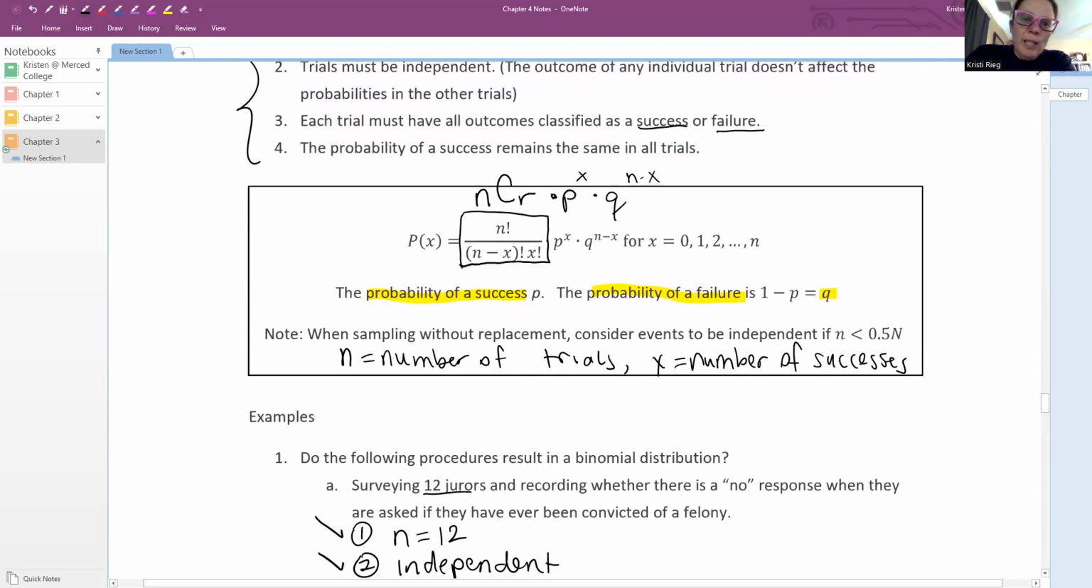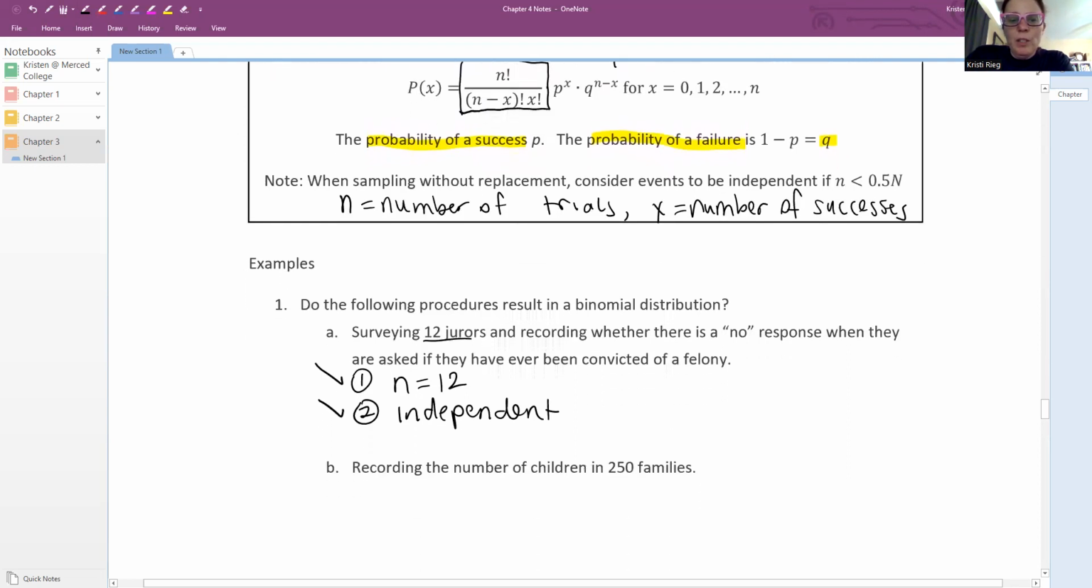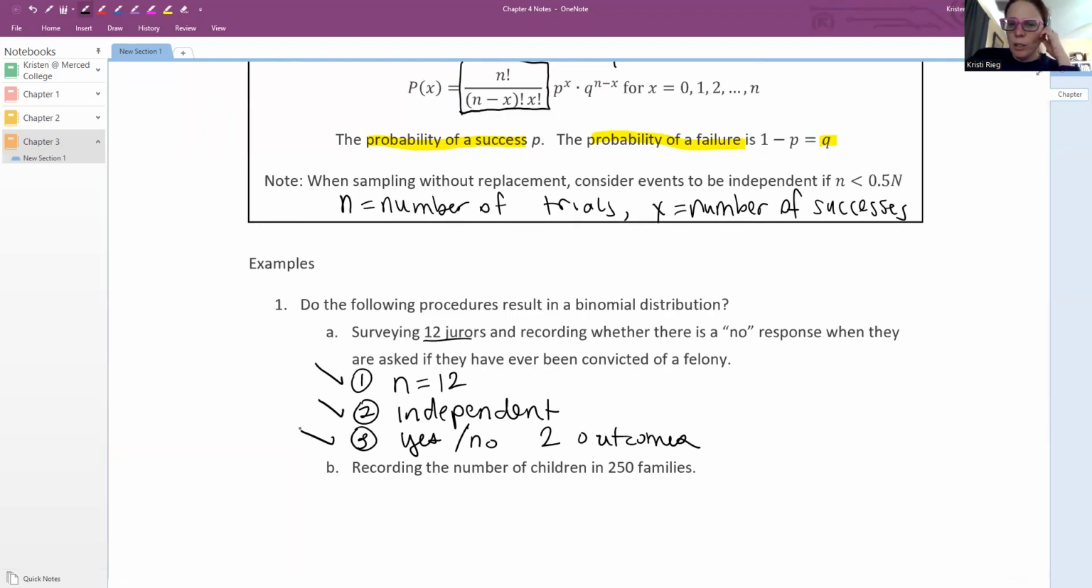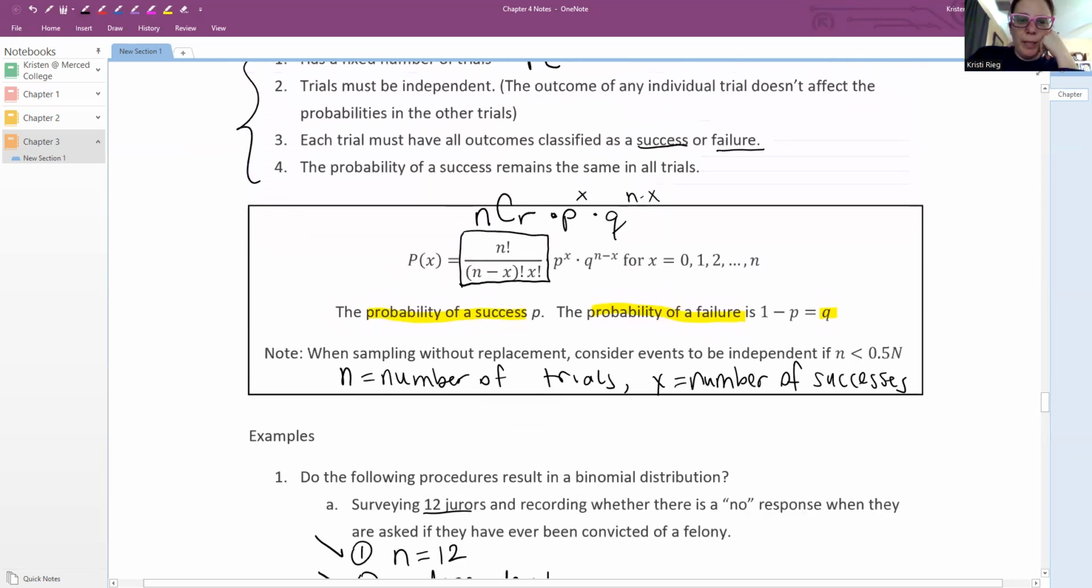Number 3, each must have outcome classified as a success or failure. So the question is, have you been convicted of a felony? And we're writing down if it's no. So the answer to this question is either yes or no, which is 2 outcomes. So that's perfect. When it's asking about the number of outcomes, you're typically looking at the answer to whatever the question is. So how many people did we ask? We asked 12. Were their answers unique? Yes. What were the answers? They were yes or no. That's 2 choices.